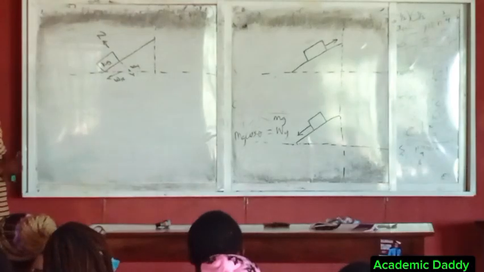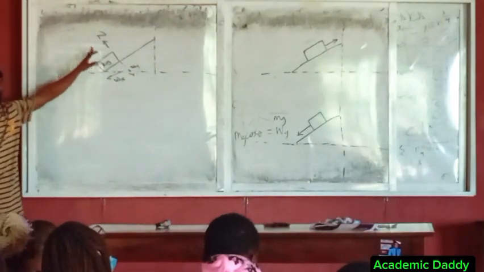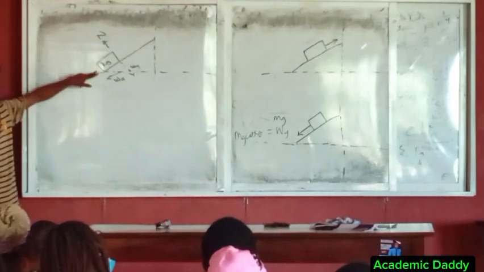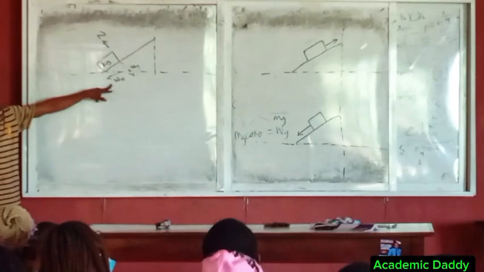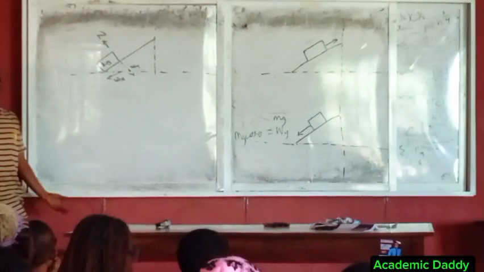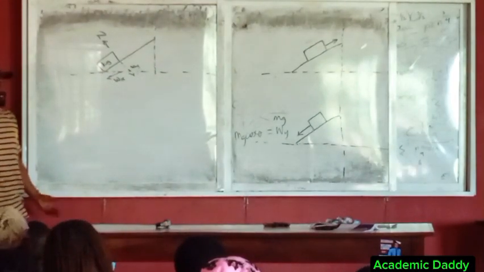Alright, now it's at rest, so static friction must be there. So the only forces on this body when it's at rest are simply two forces: static friction and the force on the x-axis, which is W on the x-axis. When it's at rest, it has nothing to do with kinetic friction because it's not moving. Kinetic friction only enters when it's moving.